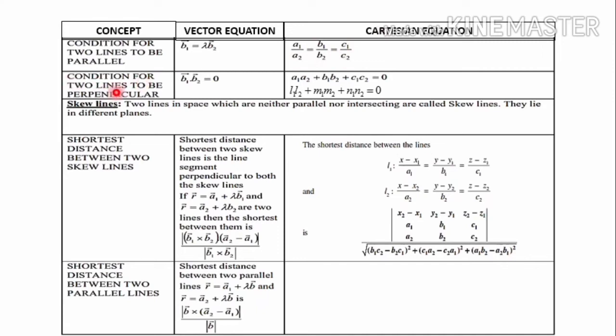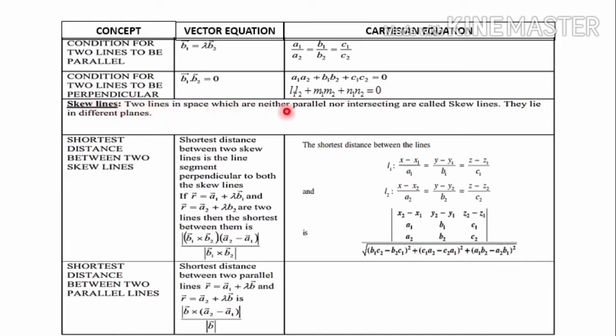Next, the condition for two lines to be perpendicular. If vector equations are given, vector b1 dot vector b2 must be equal to 0. If the equations are in Cartesian form, the condition is a1 a2 plus b1 b2 plus c1 c2 is equal to 0, where a1, a2, b1, b2, c1, c2 are the direction ratios. Instead of direction ratios, if direction cosines are given, then l1 l2 plus m1 m2 plus n1 n2 is equal to 0.